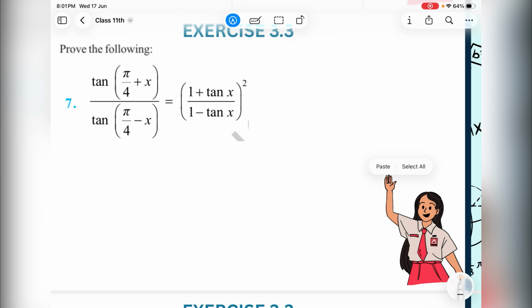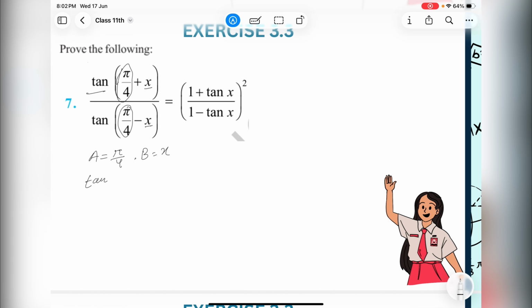Okay, so now question number 7, we have tan(pi/4 plus x) tan(pi/4 minus x). So let a equal to pi/4 and b equal to x. It will help us to expand the tan.